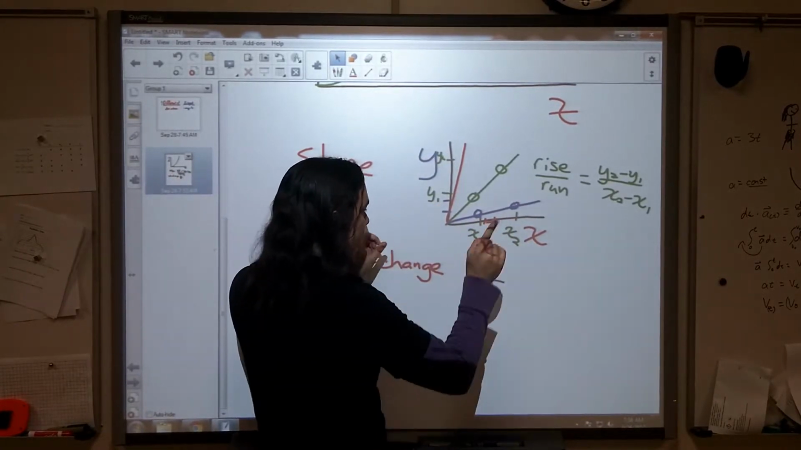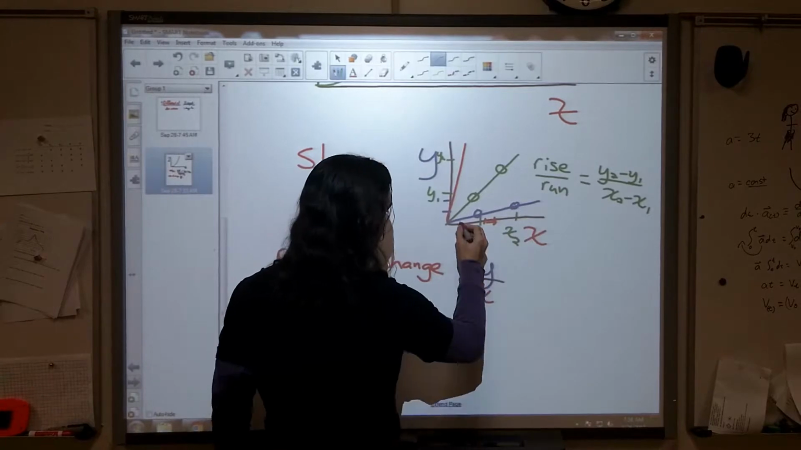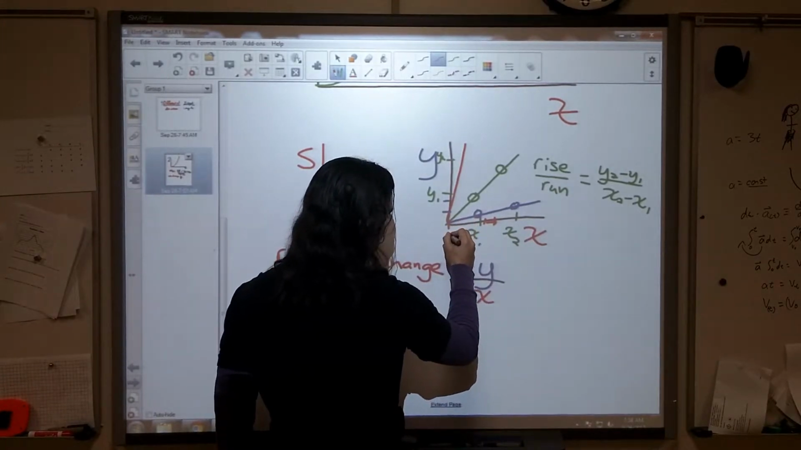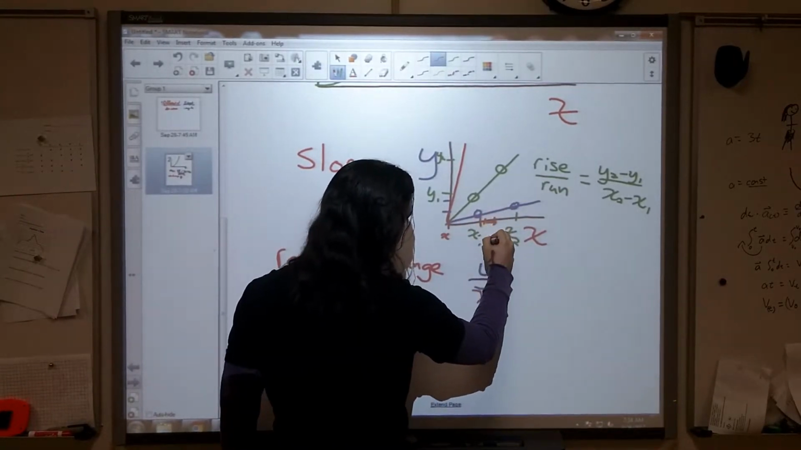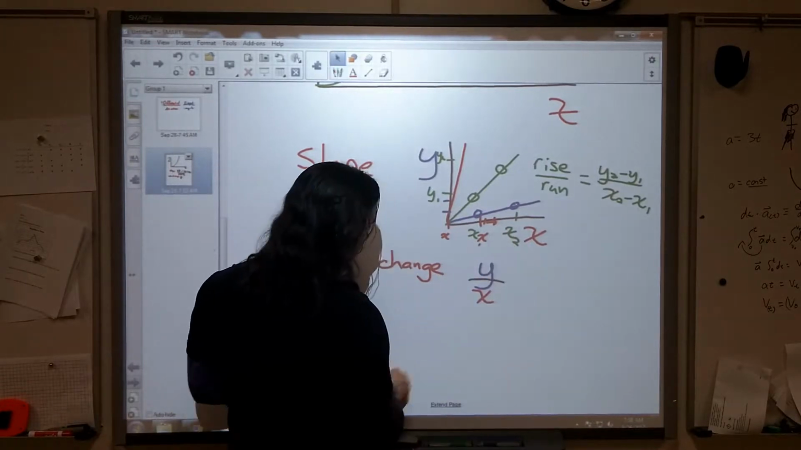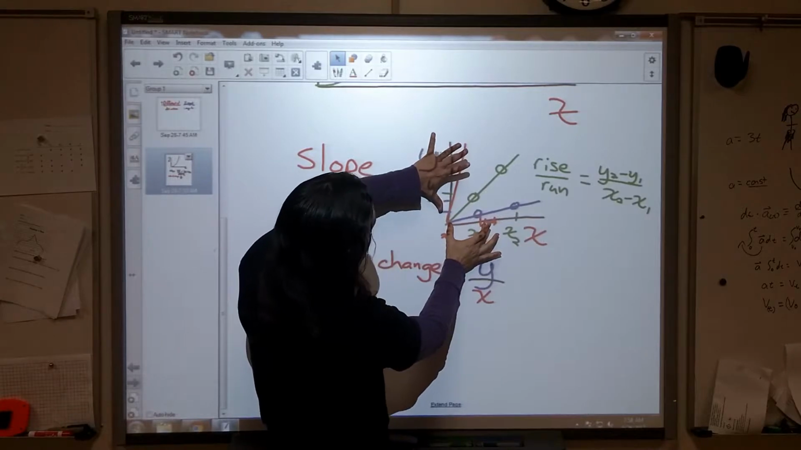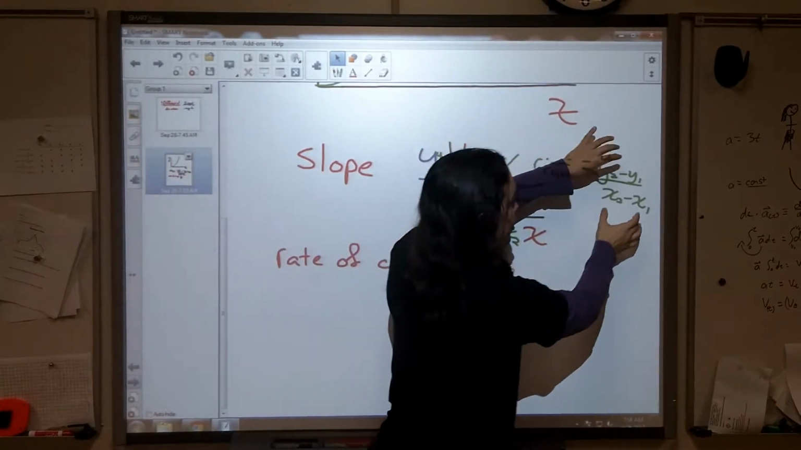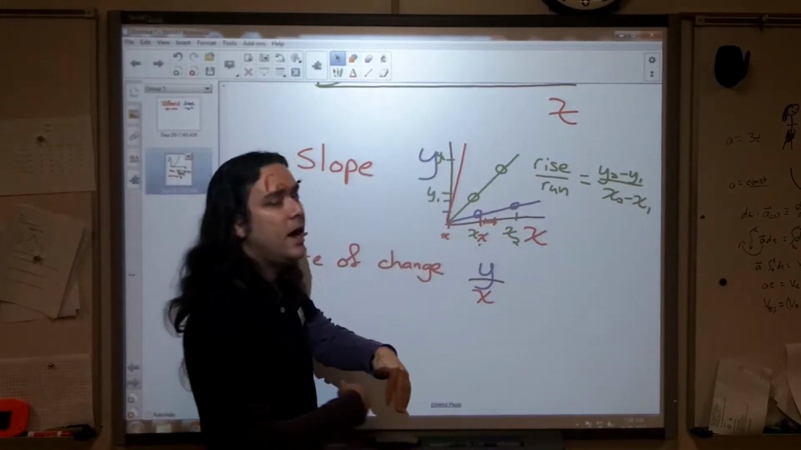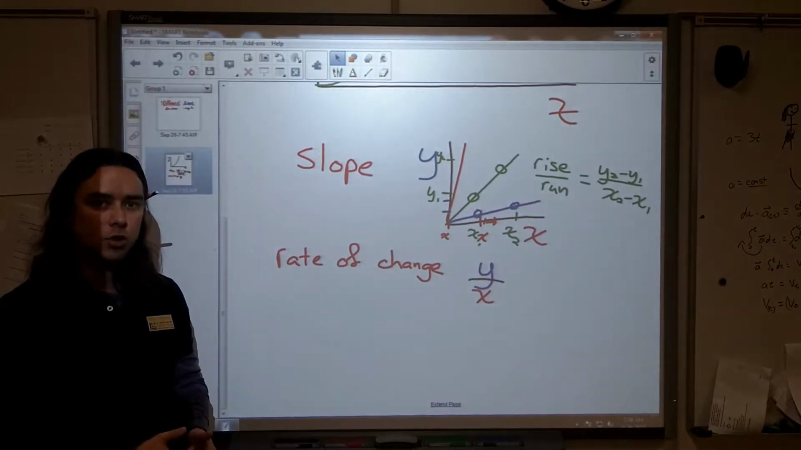For the green line, I change x by a certain amount, y changes a decent amount. Pretty comparable. And if I change, let's take a look at the red. If I change x from here to over here, about the same as this, I end up with a y that goes even bigger than my hand will actually go. I end up with a big number over a small number. I end up with a big slope.